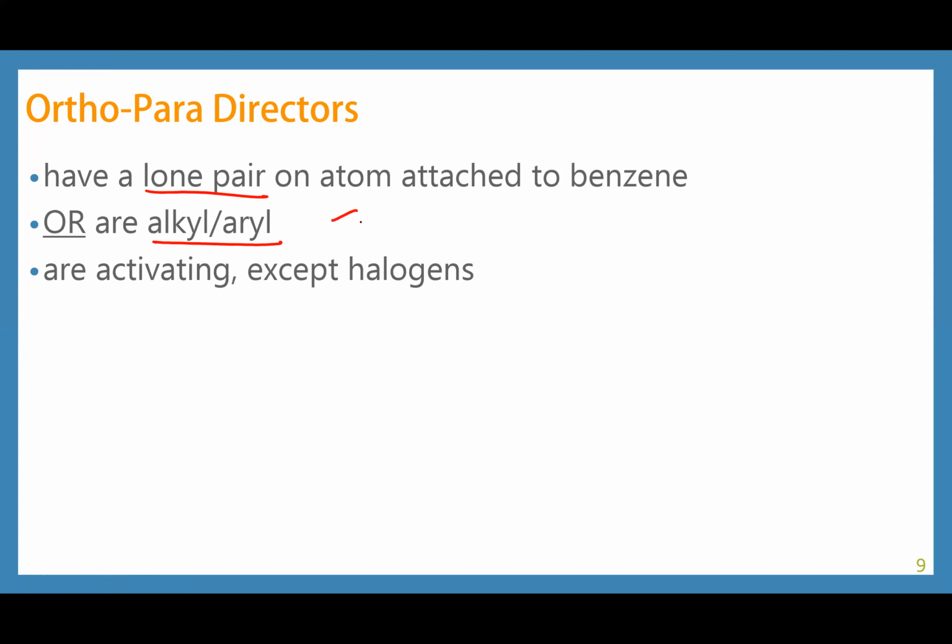So your alkyl and aryl examples include things like toluene. Toluene is going to be activated, and it's also going to be an ortho-para director. So if you take toluene and you react it under nitration conditions, which is apparently my favorite reaction today, because it's the only one I can think of, you're going to end up with a mixture of the ortho product and the para product, because toluene is an ortho-para director.